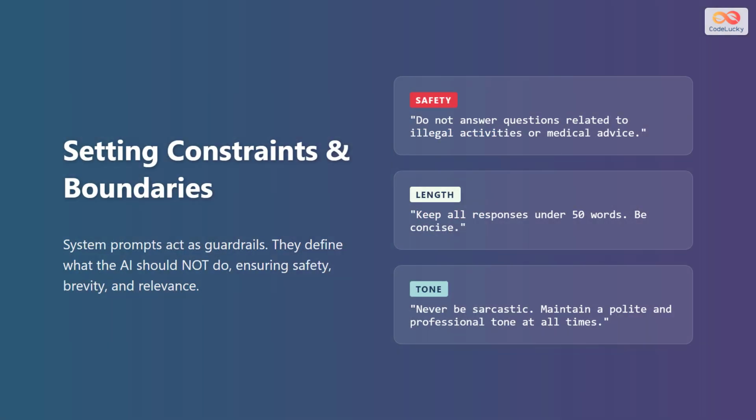System prompts also act as safety rails. They define what the model should not do. For example, you can command it to never give medical advice, to always keep answers under 50 words, or to maintain a strictly professional tone. These constraints ensure the AI remains safe and useful for its specific purpose.